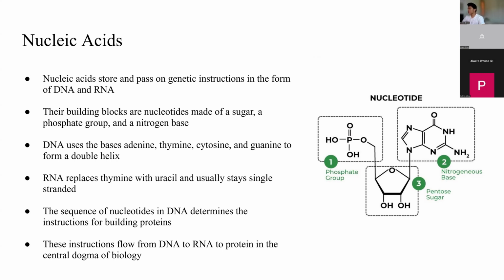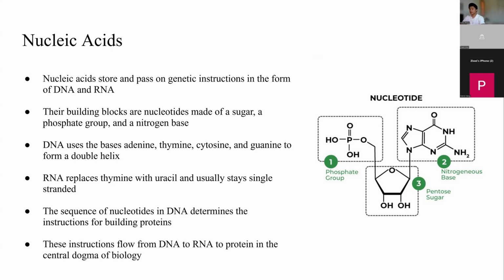Every nucleotide is made up of a sugar, as you see right here, a phosphate group, as you can see right here, and what we call a nitrogenous base. The nitrogenous base is the part of the nucleotide that changes, that is variable. Similar to the amino acid's R group, the nitrogenous base has a selection between four different nitrogenous bases that give it different properties.